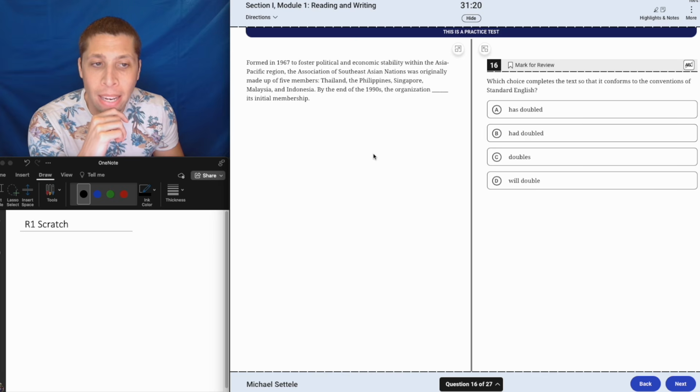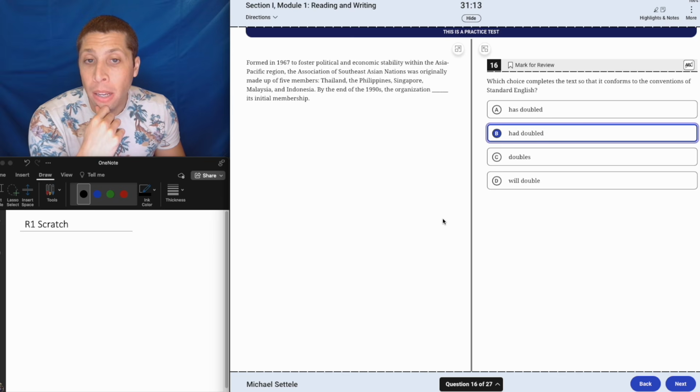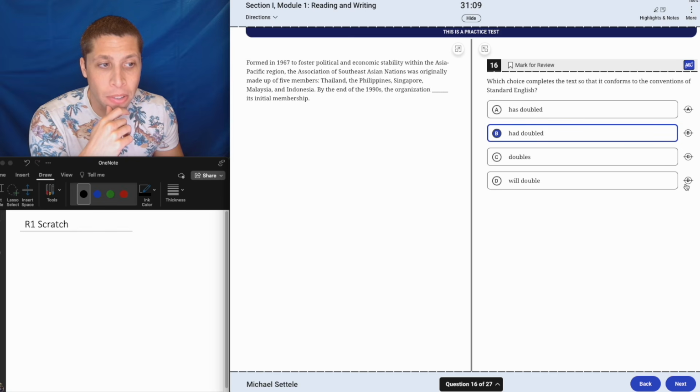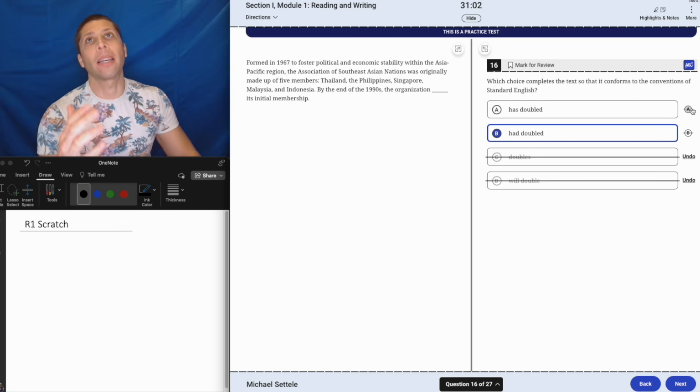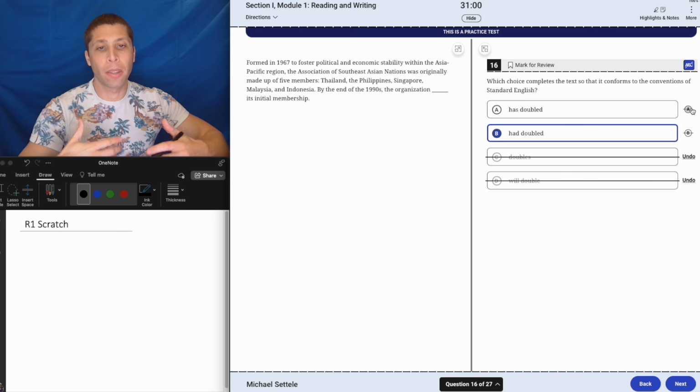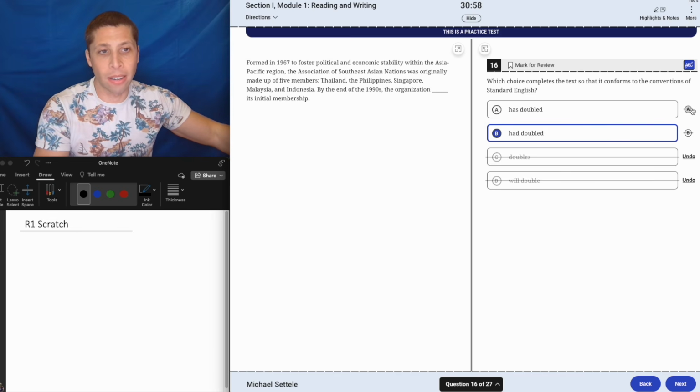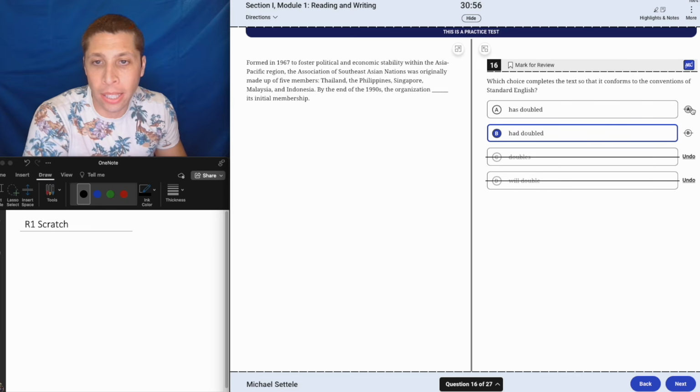By the end of the 1990s, the organization had doubled its initial membership. Right, because it's in the past. So we're in the past, we're talking about the past. This is the future. This is the present. And "has doubled" would be like if we said, since 1967, it has doubled its initial membership, but we're still talking about the past. By the end of the 1990s, it's a moment in the past, so "had" is much better.